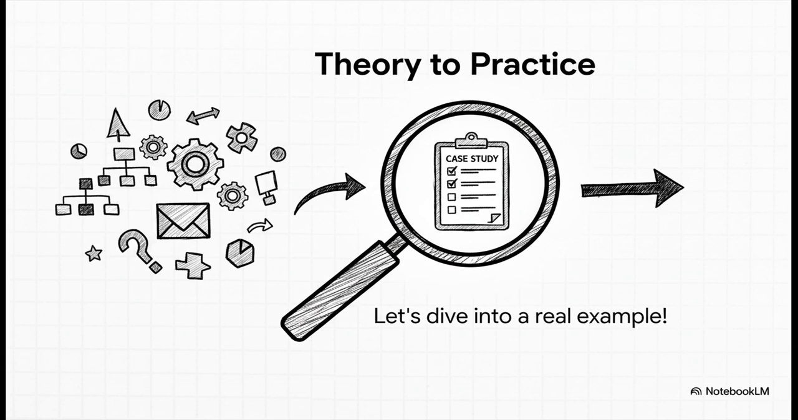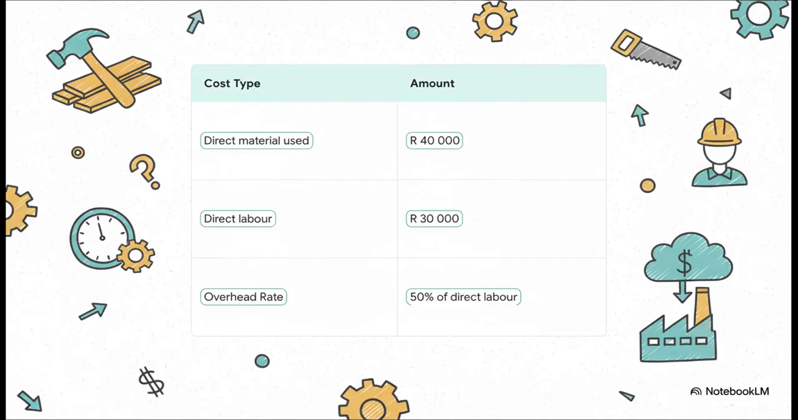Okay, theory is great, but let's actually see this in action. We're going to walk through a quick and clear example straight from our source material to make this real. All right, so for this project we're calling Job 1, we've got our direct costs right here, $40,000 in materials and $30,000 in labor. And this company has already done its homework. It's figured out that its overhead rate is 50% of the direct labor cost.